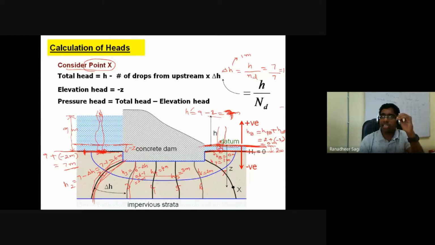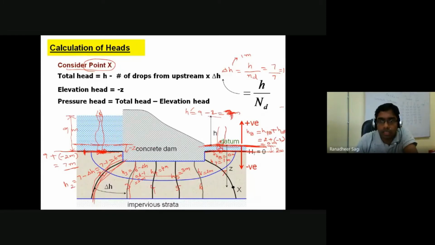So once I understand what my pressure head is, I will calculate the corresponding pressure with which the flow is taking place through that particular soil. Simply, we can write it as the pressure head times the corresponding unit weight of water, which we will call the seepage pressure, or the pressure with which the flow is taking place through that particular soil.